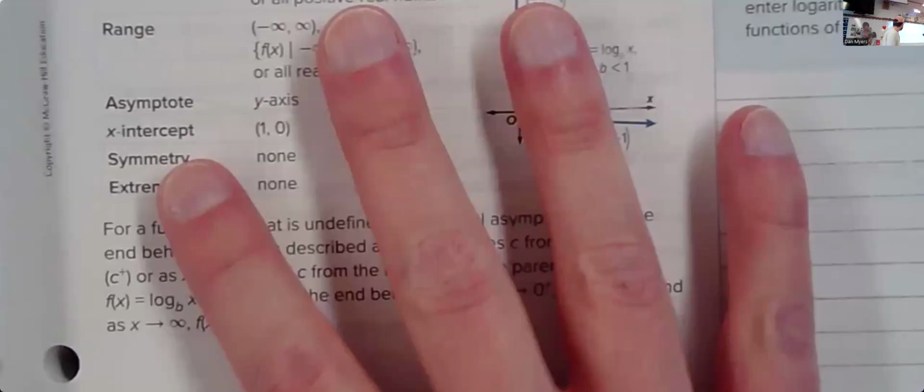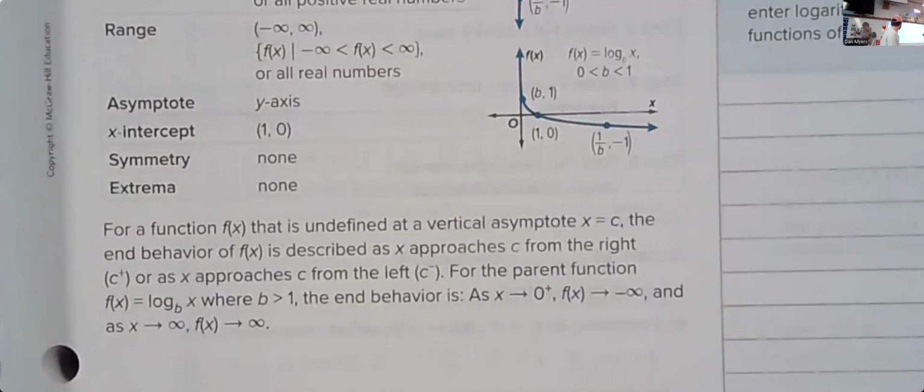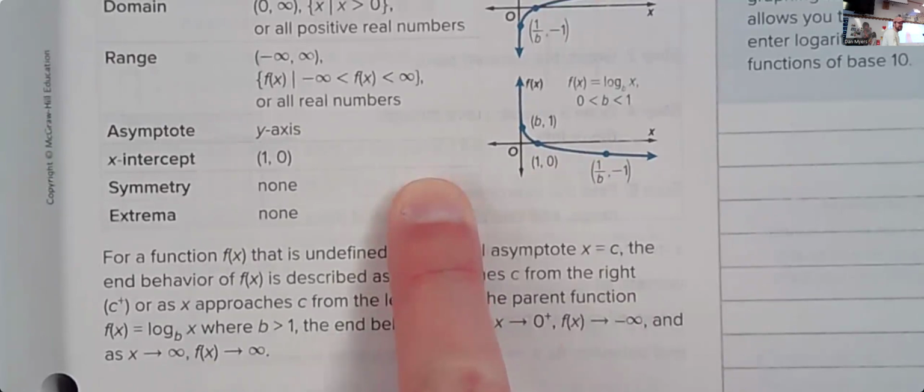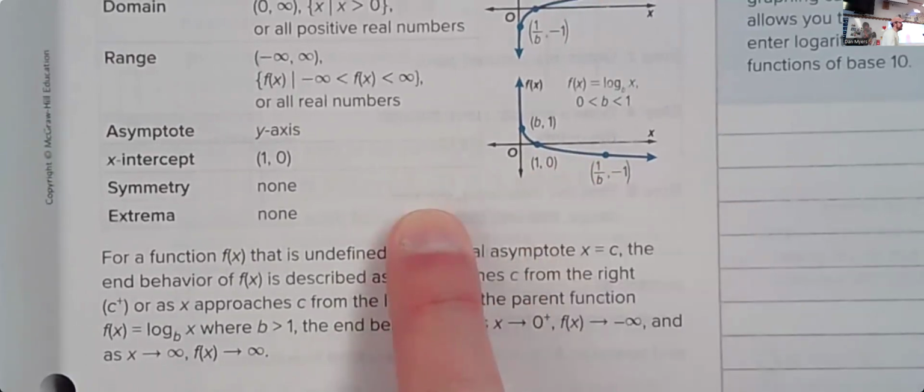So here we go. For a function f of x that is undefined at a vertical asymptote, x equals c. So that value of c can shift depending on the value of h, right? If we move it left or right, that vertical asymptote is going to change where it's at, which means it's not impossible for a logarithmic function to have a y-intercept. It could have a y-intercept. It just means that you'd have to shift it left. So you'd have an h value that would shift it left, and then you could get a y-intercept.